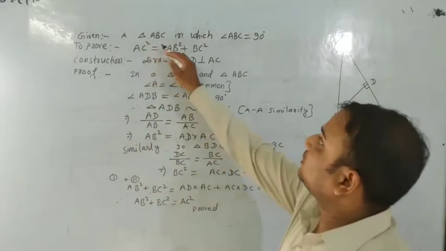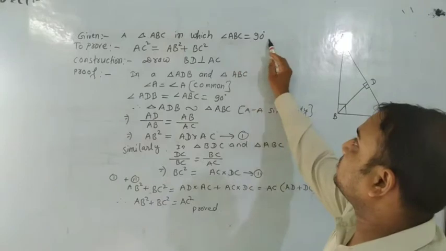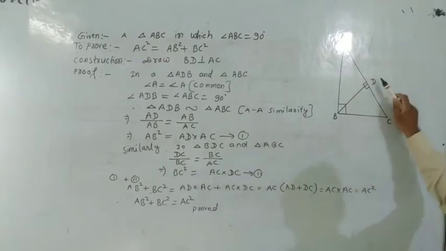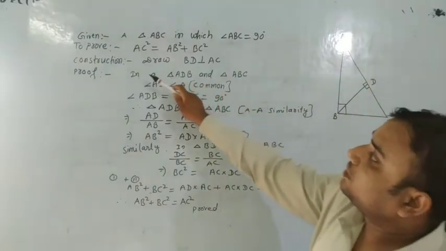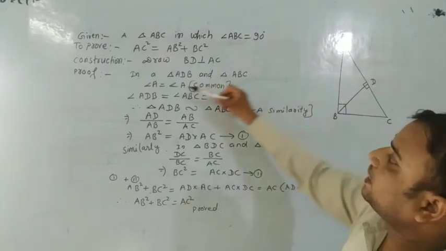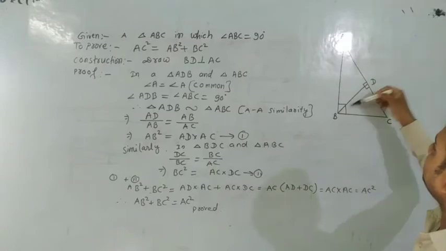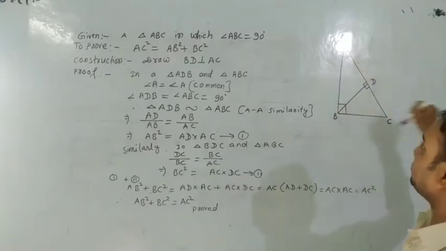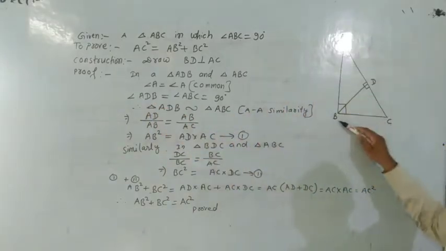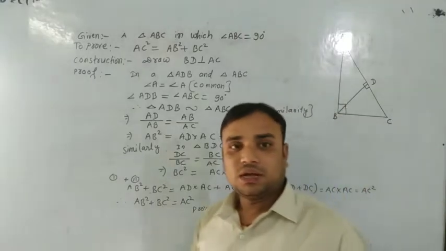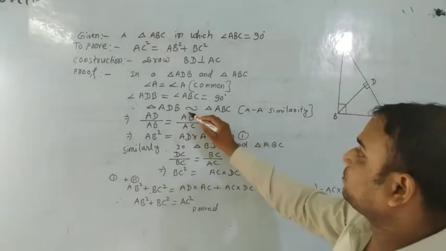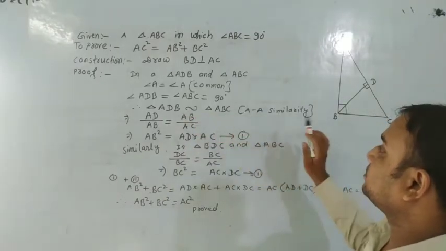So dear students, in triangle ABC, where angle ABC equals 90 degrees, to prove AC square equals AB square plus BC square, draw the perpendicular BD to AC and prove that triangles ABD and ABC are similar. Angle A is common: triangle ABD has angle A and ABC also has angle A. And angle ADB equals angle ABC because both are 90 degrees. We already studied this in class 9, the similarity postulates. So therefore, triangle ADB is similar to triangle ABC.